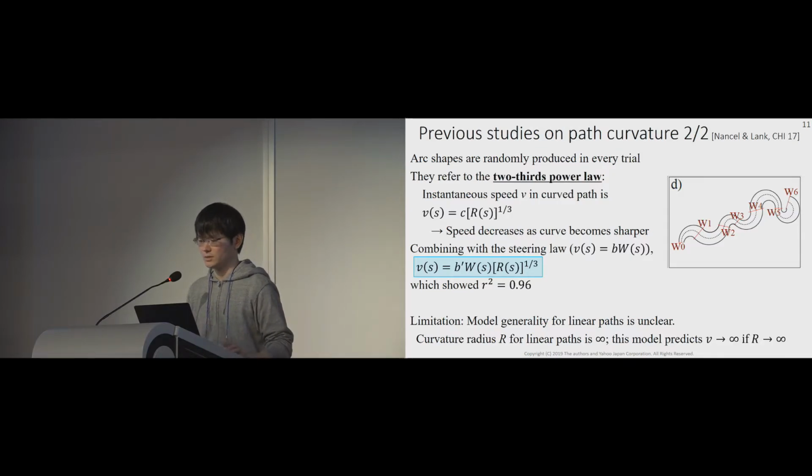Another study on path curvature is by Nansel and Rank. In this study, more complicated paths were randomly generated, and path width also dynamically changed. And they used the 2/3 power law, which indicates that the speed is proportional to 1/3 of the curvature radius. And this model showed a good fitness. However, this model indicates that the speed for linear path is infinite, because the curvature radius is defined as infinite in the linear path. But in actual, even for the linear path, the speed doesn't reach to infinity, of course. So this model has a limited generality for path curvature.